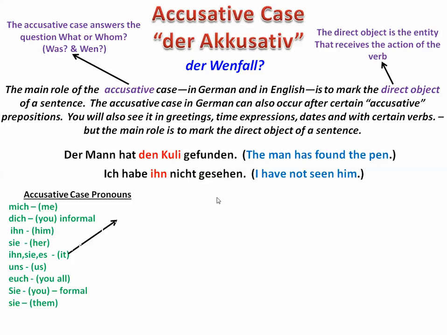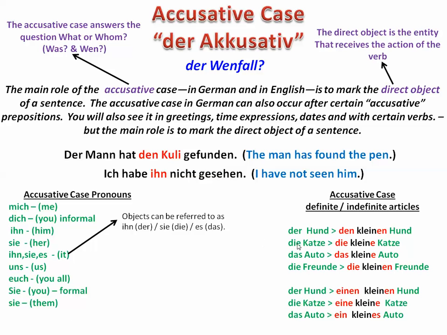You have accusative case pronouns. Again, these are mich, dich, ihn, sie, es for the third person singular, uns, euch, and then sie. I always tell my students the accusative case, remember all the sie stay sie. So, ich sehe sie, I see her. Ich sehe sie, I see you formal, or ich sehe sie, I see them. Some people always ask me, well, Mr. Wallace, if sie means three different things, how can I tell what it means? And the answer is always context. What context is it used in, and what is the subject of the sentence prior to it? So those are the accusative case pronouns.